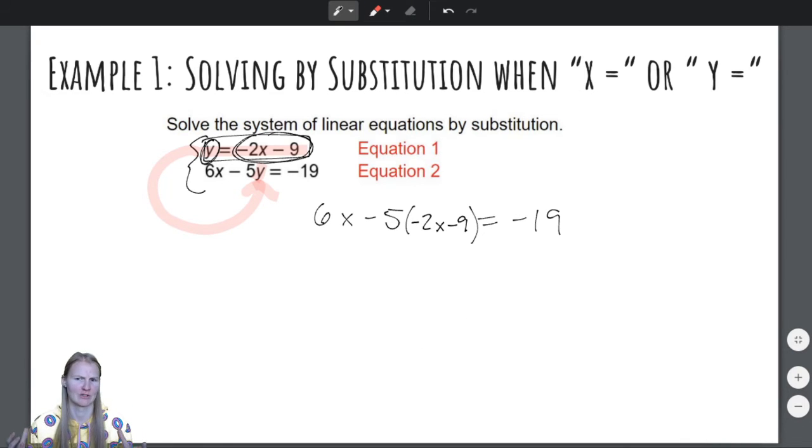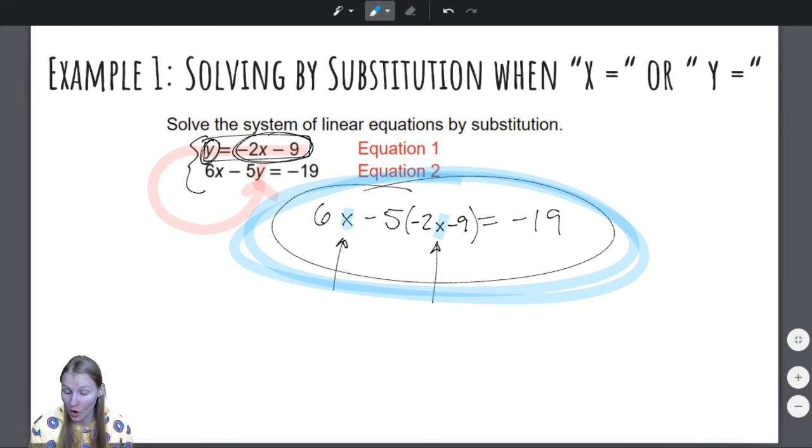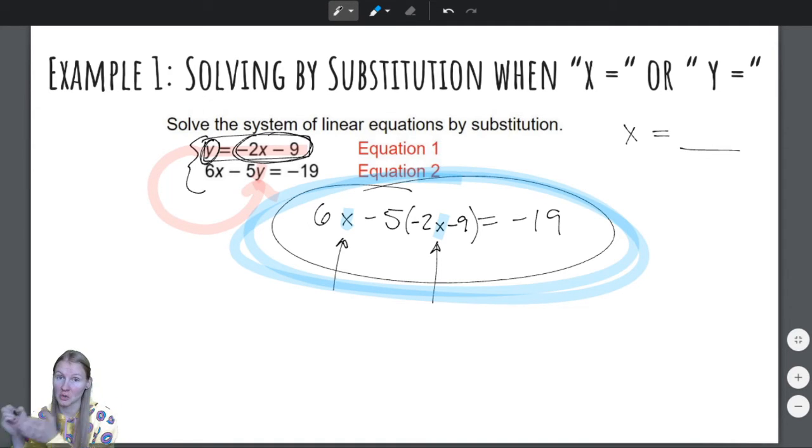Now you might be thinking, Mrs. Dodge, why would I do that? That seems unnecessarily complicated. But look at this equation. Now I have 6x minus 5 times negative 2x minus 9 equals negative 19. There are only x's in this equation. I don't have any y's. So I know how to solve this equation. I can solve this for x. And that's good because in the end, I want x equals something and y equals something.